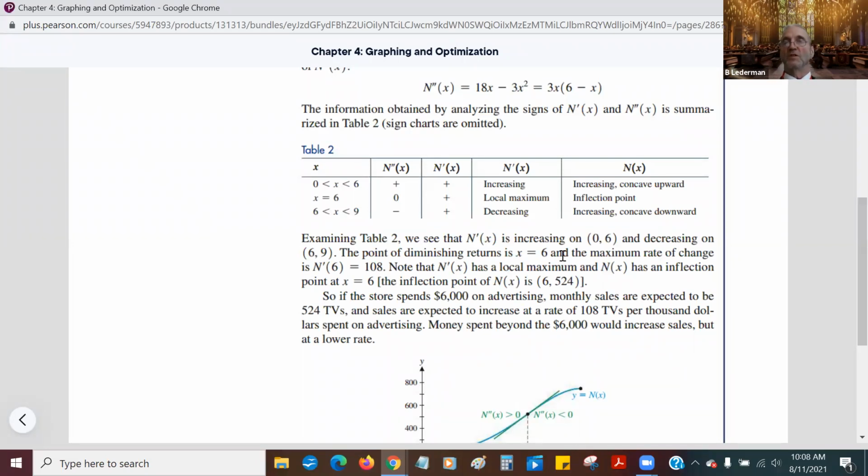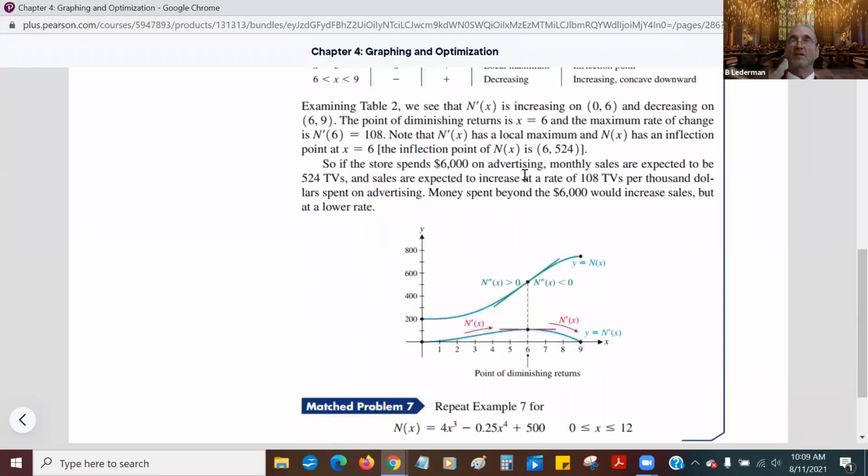What the business decides to do, whether to stop advertising, is up to the business. There could be other factors, and the specific numbers may make a difference also. But that's the point of diminishing returns, not no returns, but diminishing returns. So if the store spends $6,000 on advertising monthly, sales are expected to be 524 TVs, and sales are expected to increase at a rate of 108 TVs per $1,000 spent on advertising. Money spent beyond 6,000 would increase sales, but at a lower rate.